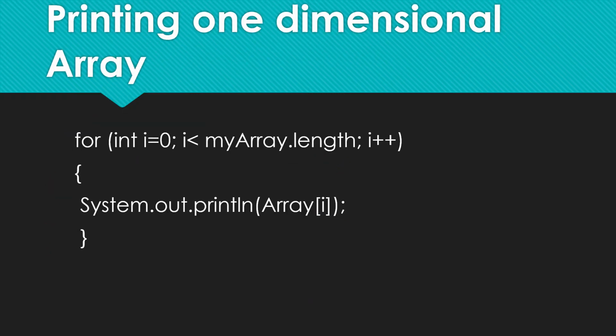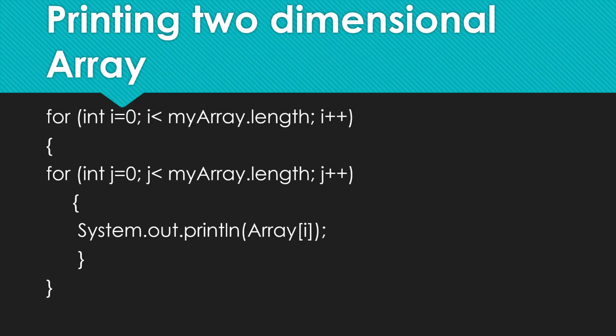Next, we are going to see how to print a one-dimensional array. We are going to use a for loop, and we are initializing the integer i equal to 0. We are checking whether i is less than the length of the array, and then we are printing the element of the array of 0. First it will be array of 0, then the index of the array gets incremented and it prints the next element. So using the for loop, we can print a one-dimensional array.